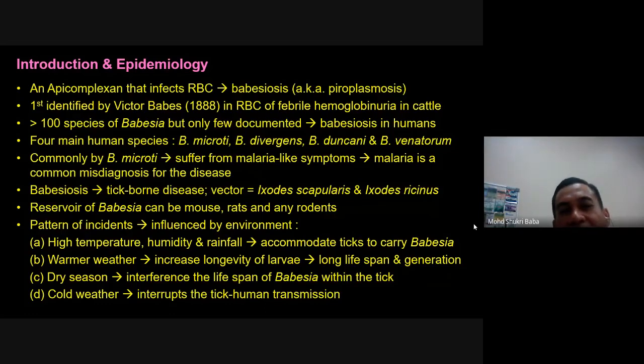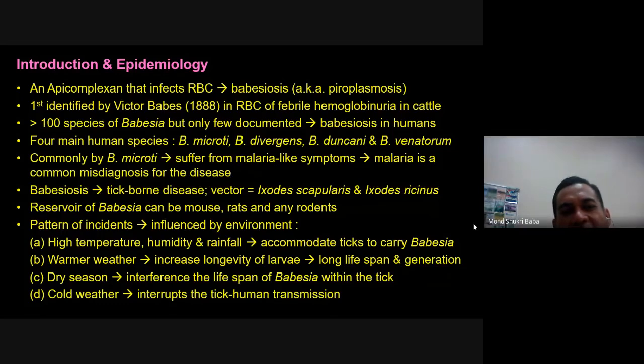Dan kita sambung malaria pada petang ini because babesiosis dia punya simptomnya sama macam malaria. So malaria petang ni dengan babesiosis pagi ni saya harap awak dapat bezakan. Okay, suffer from malaria-like symptom. So malaria is a common misdiagnosis for the disease. So that is why orang yang nak diagnose malaria ni kita kena berhati-hati because takut-takut kita salah diagnose dengan penyakit babesiosis. Alright.